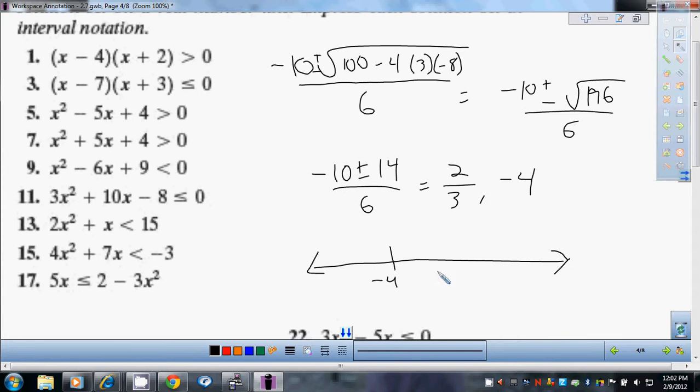So negative 4, 2/3. What's a number less than negative 4? Just anyone. Negative 5. Okay, we plug in negative 5. You get 75 minus 50 minus 8. It's a positive number. Is a positive number less than 0? No, x.